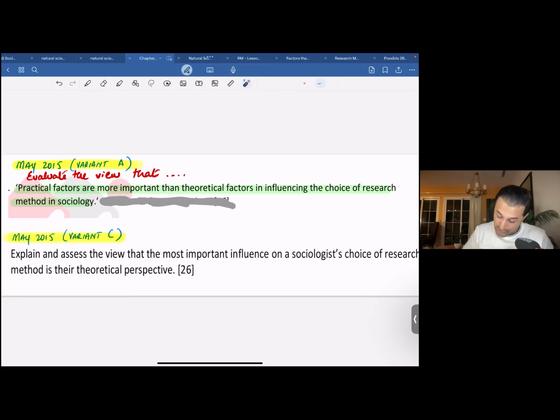Explain and assess the view that the most important influence on a sociologist's choice of research method is the theoretical perspective. Or this could be something like this. Evaluate the view that the most important influence on a sociologist's choice of research method is their theoretical perspective. A typical 26 mark question.